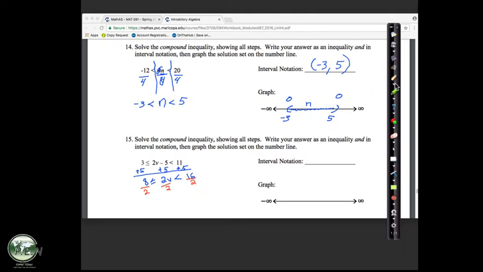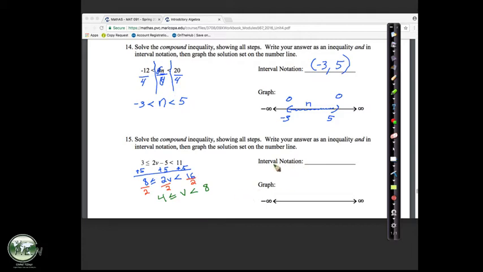Let's go to green for our final answer. 8 divided by 2 is 4. Less than or equal to symbol. 2v divided by 2 is 1v. Less than 16 divided by 2 is 8.